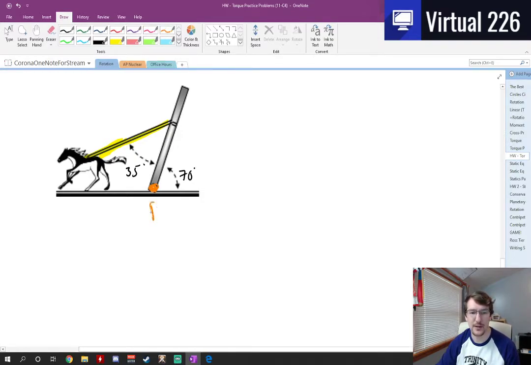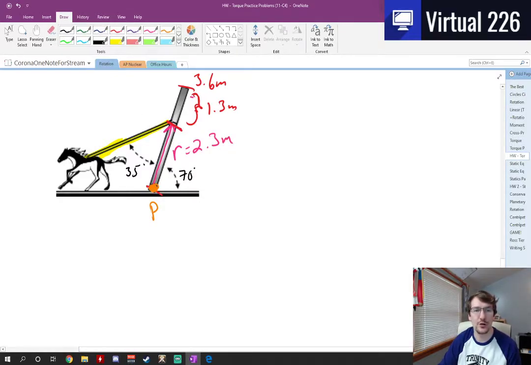Down here, this is our pivot P. And that means going from the pivot up to where this rope is attached, this is our moment arm. Now, from the start of the rod to the end of the rod or the pull, the entire length is 3.6 meters, and we go back a distance of 1.3 meters in order to get to this point here, which means our value of R is going to be 3.6 minus 1.3, or 2.3 meters. Our horse is also pulling this direction with a force equal to 2100 newtons.